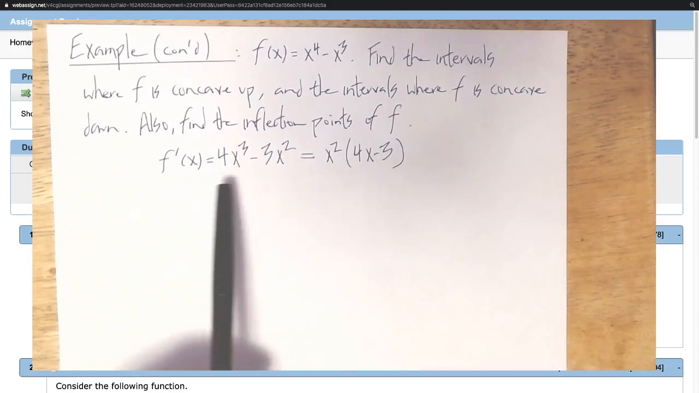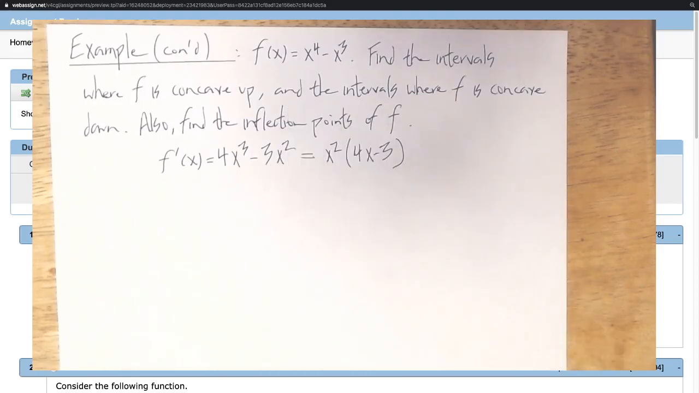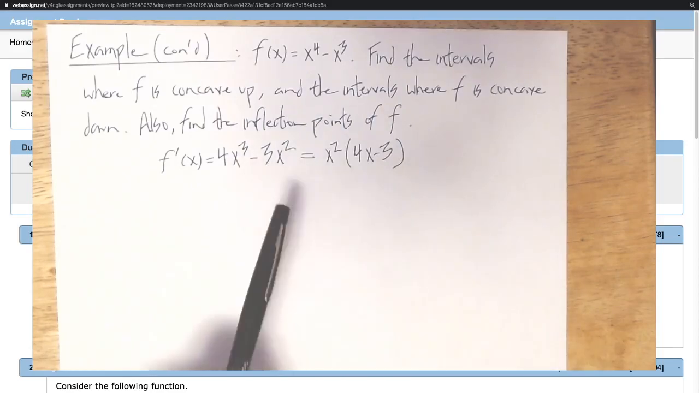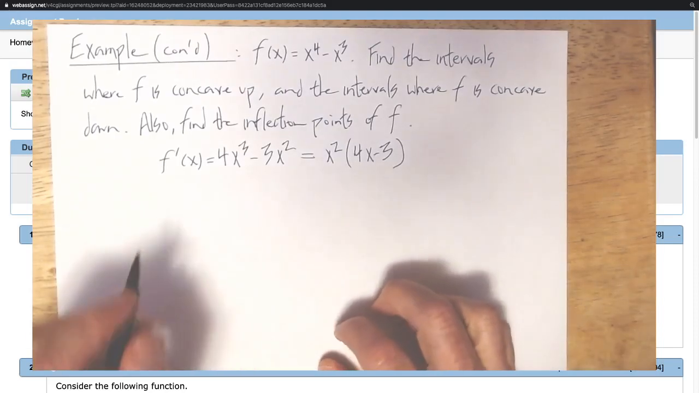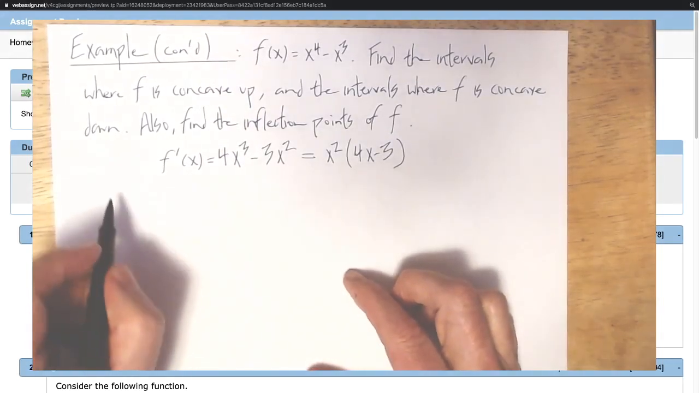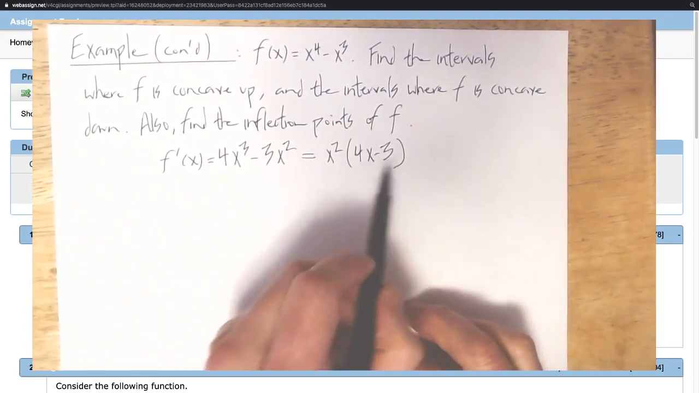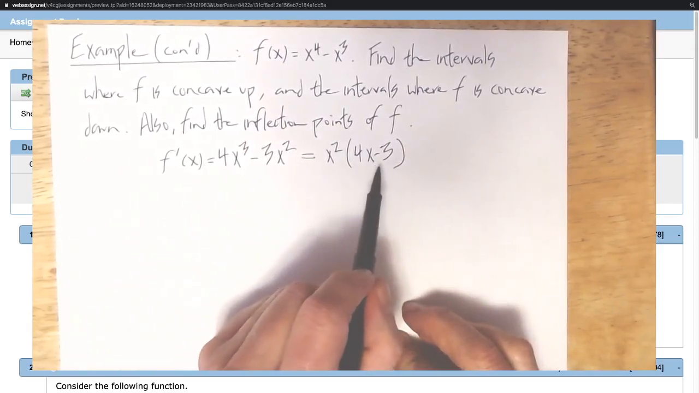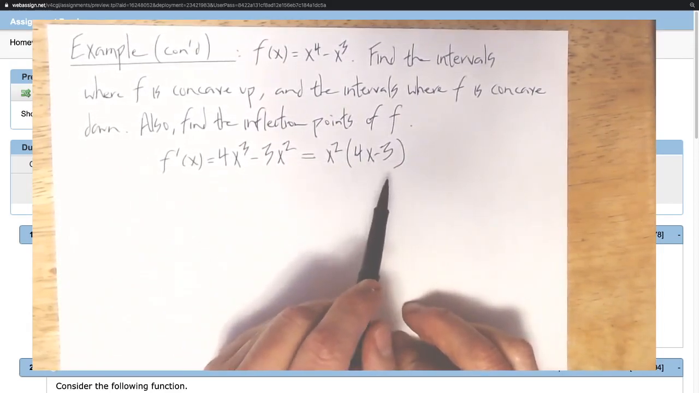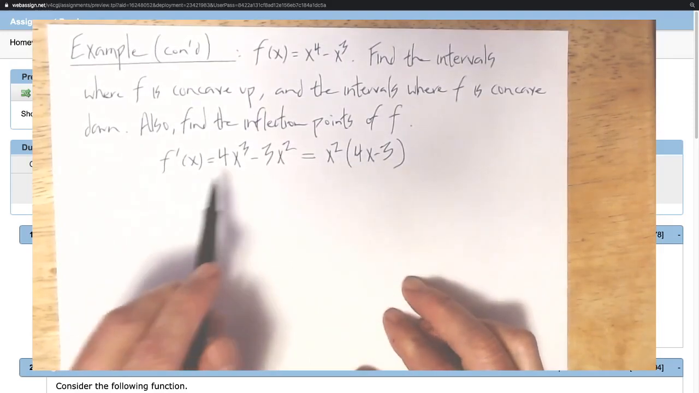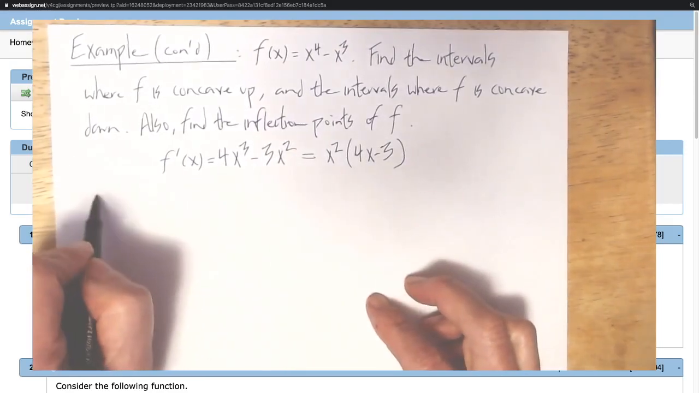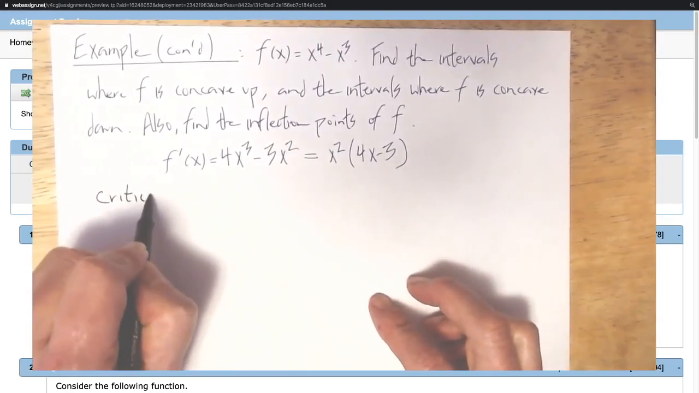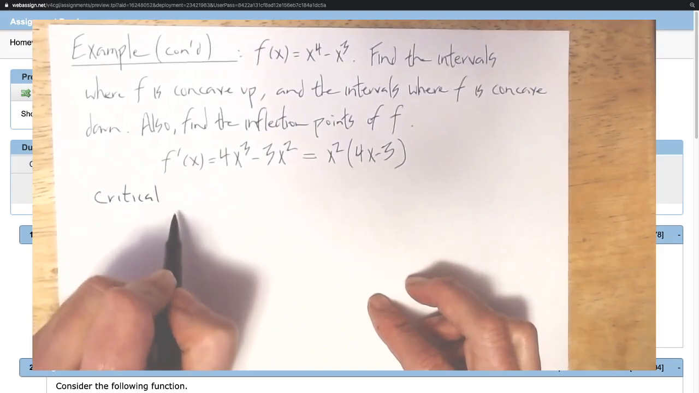I've gone ahead and computed the first derivative here of our function f, and it's pretty easy. And I went ahead and factored it. The reason I factored it is because that helps us to find critical points, which we'll need later when we apply the second derivative test. Critical points are places where the first derivative is either 0 or undefined. Now, in this case, the derivative is a polynomial, it's always defined, but we can go ahead and find critical points since the thing is factored.